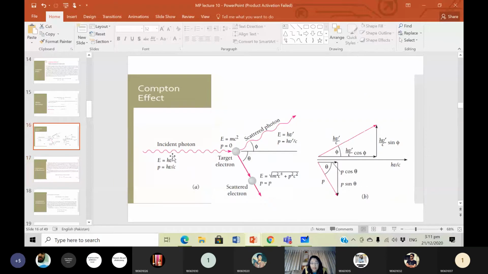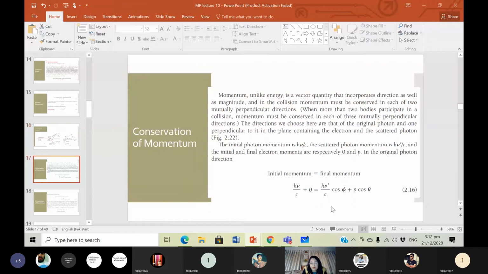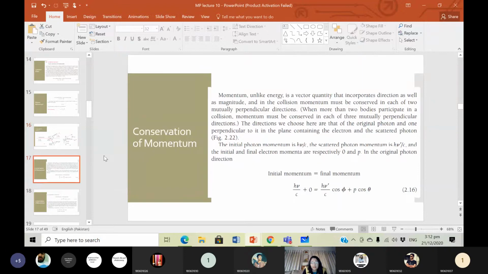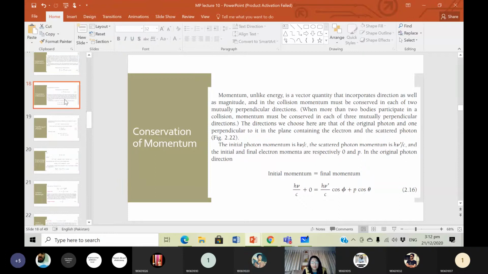Conservation of momentum will say that the initial momentum is equal to the final momentum. So the initial momentum we have along the x direction is only h nu over c, and the final one will be h nu dash over c cos phi plus p cos theta, because it's along the x direction. So this is one equation we have got.